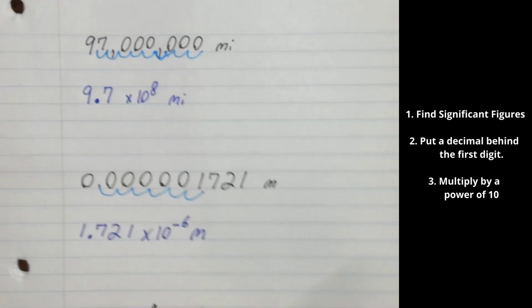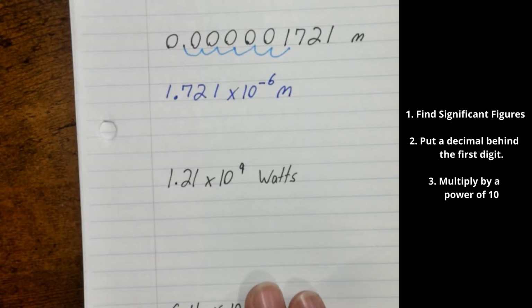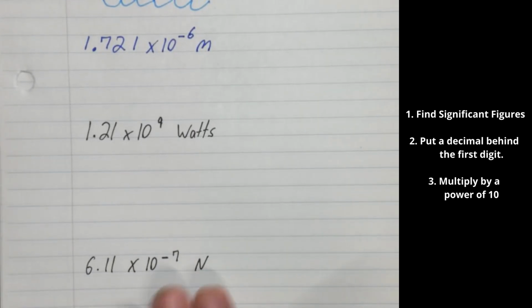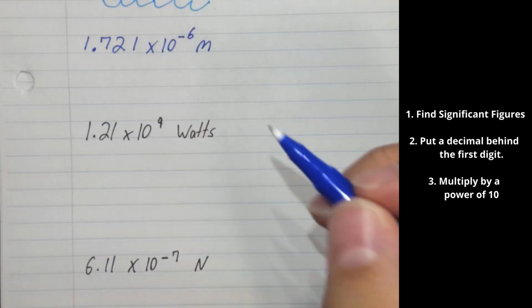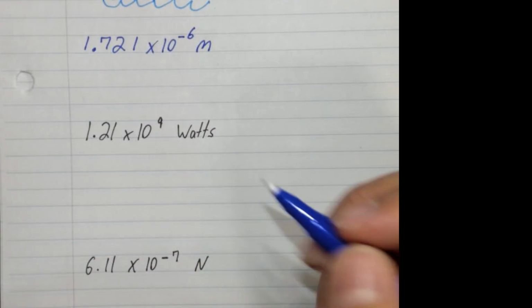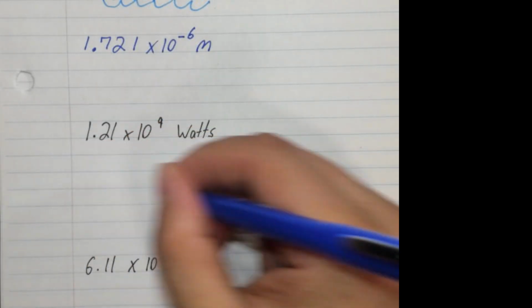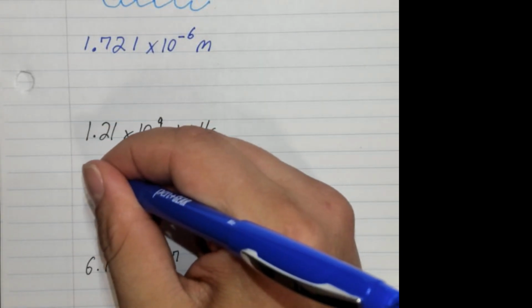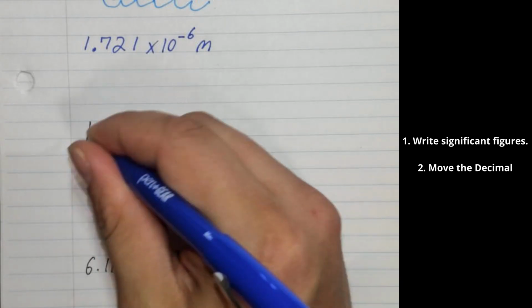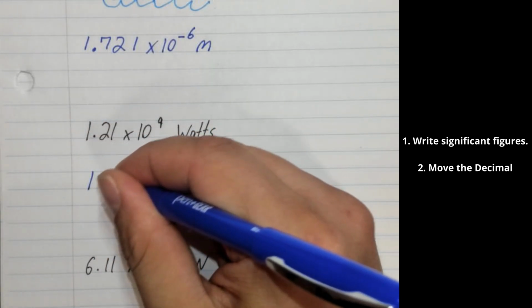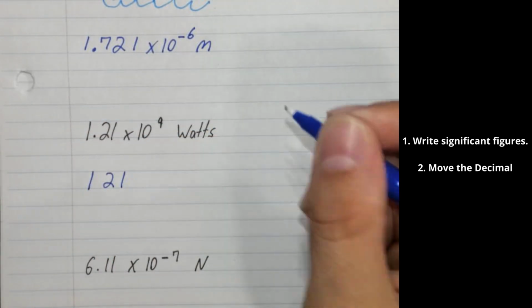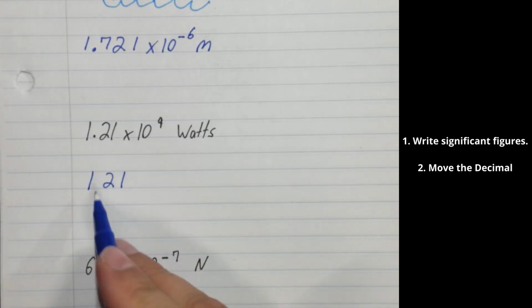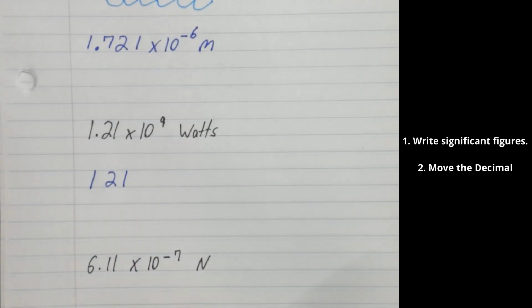Okay, now let's figure out how to take numbers out of scientific notation. I've got this number here, 1.21 times 10 to the 9 watts. All right, so that's a lot of watts. If I wanted to write this out in standard form, like a regular number, I would just write my significant figures that are already listed: 1, 2, 1, and I'd figure out how many times I'd have to move my decimal, 9.